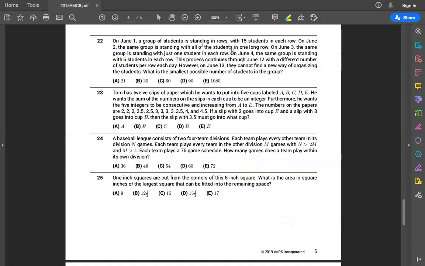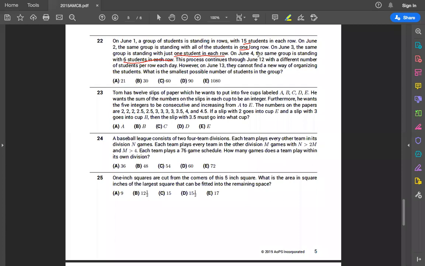On June 1st, a group of students is standing in rows with 15 in each row. Underline that. On June 2nd, they're standing in one long row. On June 3rd, they're standing with just 1 student in each row. And then on June 4th, 6 students in each row. And this continues through June 12th, where there's a different number of students per row every day. Now on June 13th, they can't find a new way to do this. We want to know the smallest number of possible students in the group.